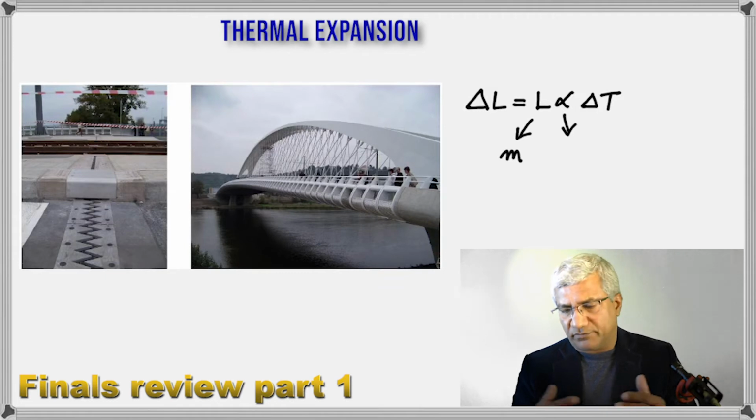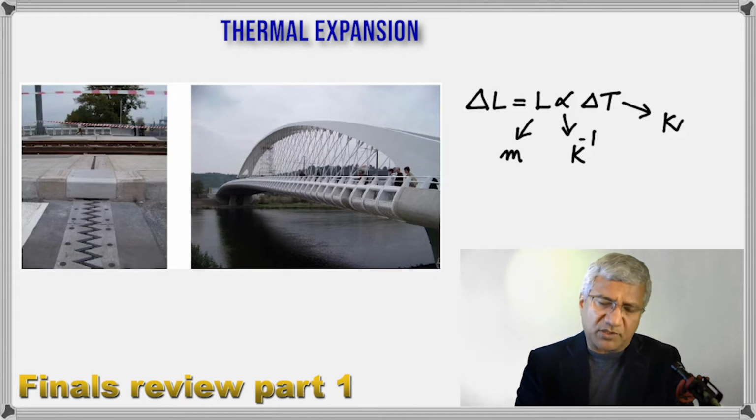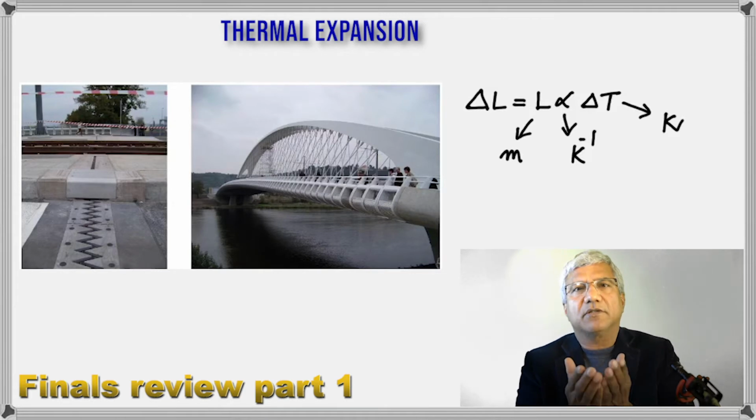And you have the original length in meters. Alpha is called the coefficient of thermal expansion, which is either per Celsius or per Kelvin. And delta T, of course, is a change in temperature, so it could either be in Celsius or in Kelvin.